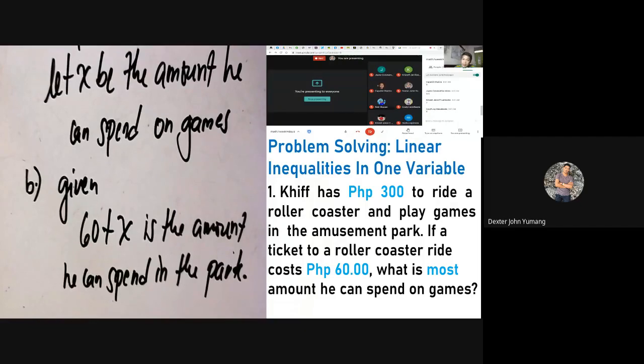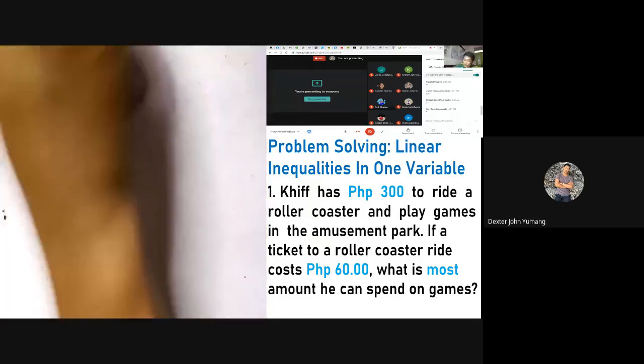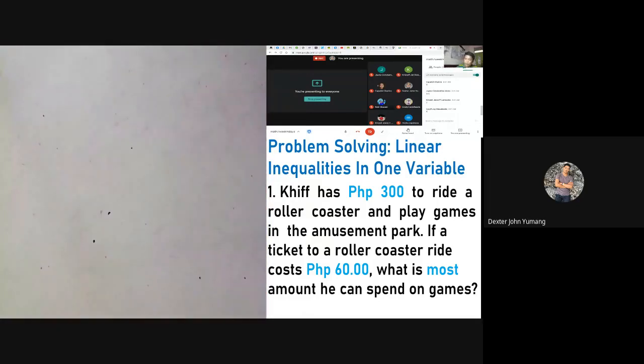Okay? Now, at most, the word here is at most. The color blue is most amount. So, therefore, ang ibig sabihin po ng at most is less than or equal to. Again, take note of that. So allow me to erase this in 5, 4, 3, 2, and 1. Okay. Pag sinabi mo pong at most, we will be using less than or equal to na symbol.